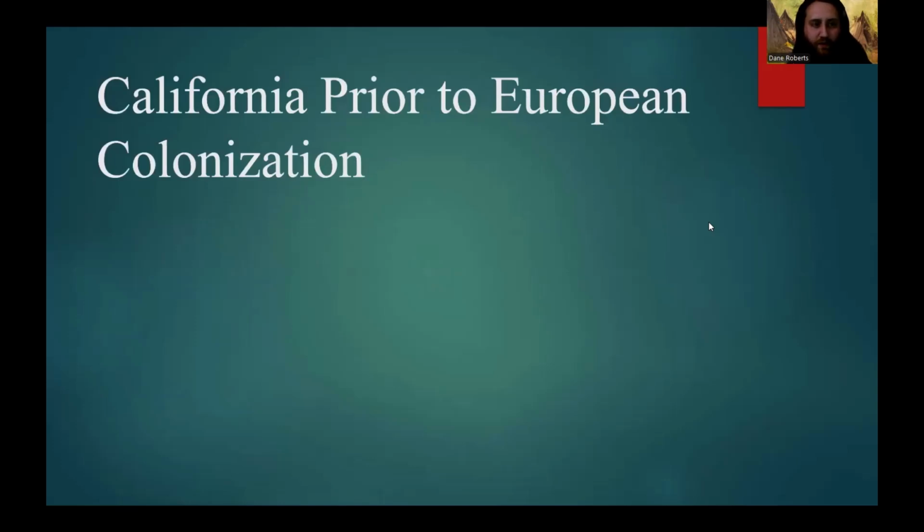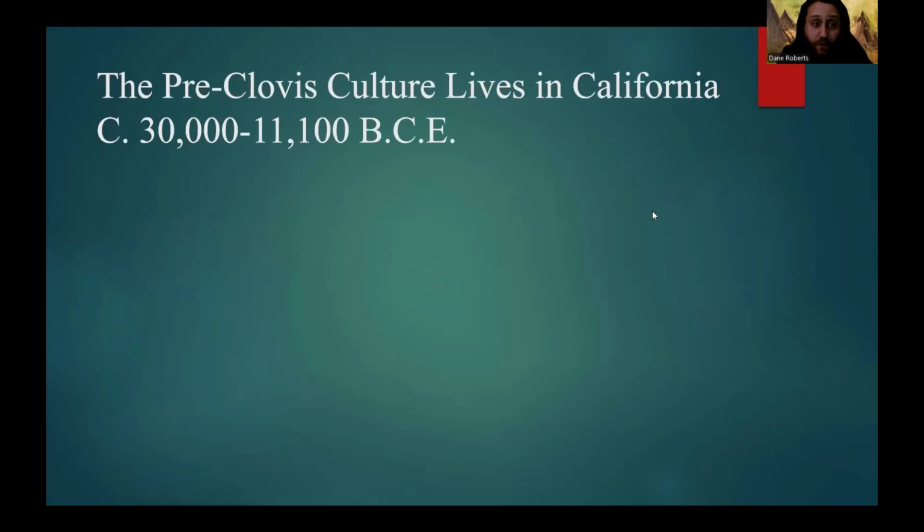So, one very important thing that we need to go over is what did California, or what we know as California now, look like prior to European colonization? Well, for one thing, California was settled by the various pre-Clovis cultures starting around sometime roughly between 30,000 BCE up until around 11,100 BCE. What I mean by that is that's when the migration and settlement of the region occurred or began to occur.